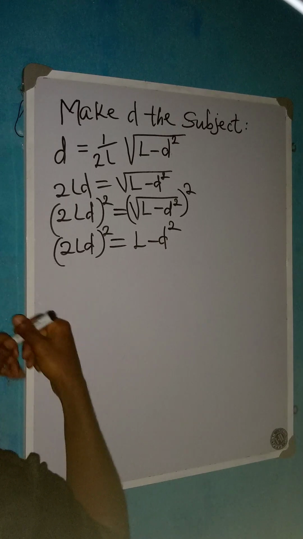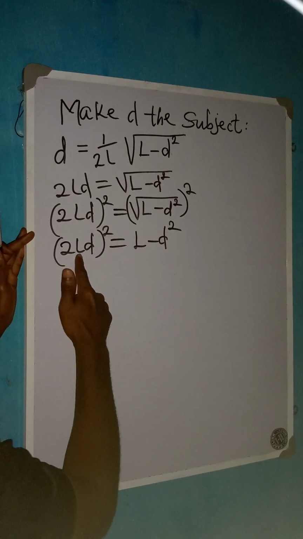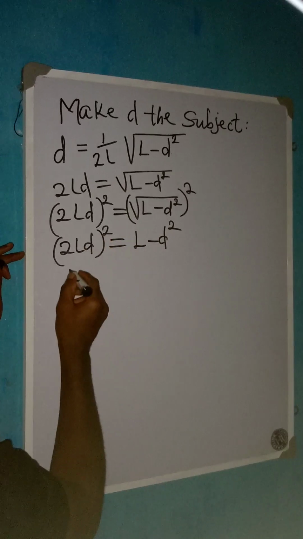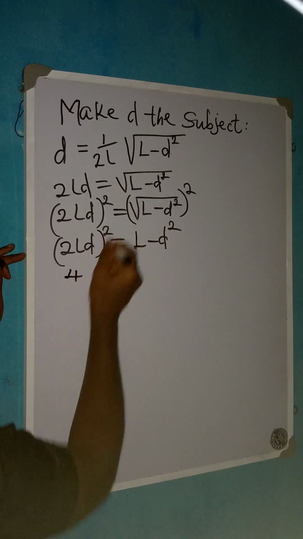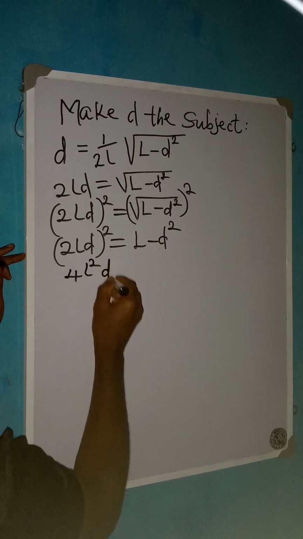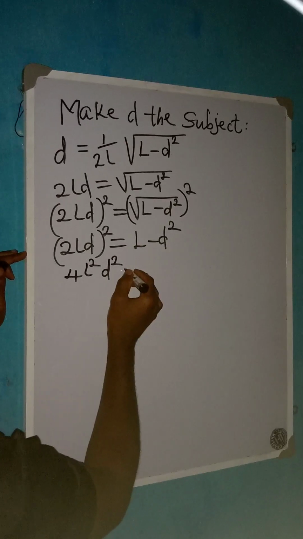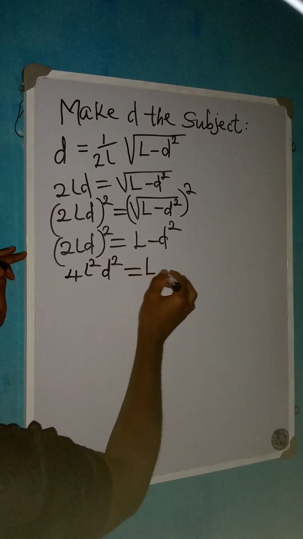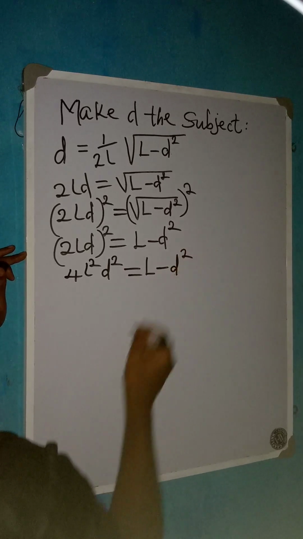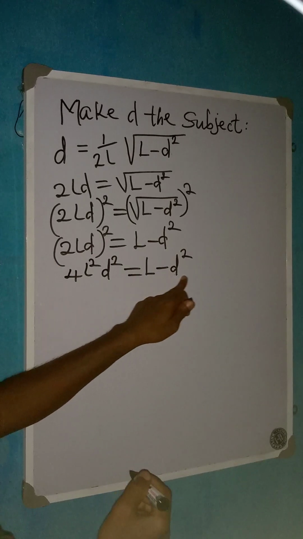So from here now, you should be able to know that this square works for 2, for L, and for D. So 2 squared will be 4. L squared will appear, and then D squared will also appear. Since the square works for all of them, this will now be equal to L minus D squared. So we have D squared on this side and we have D squared on that side.